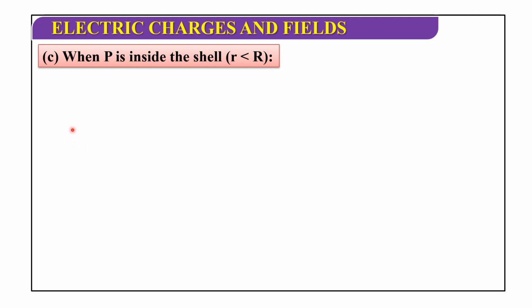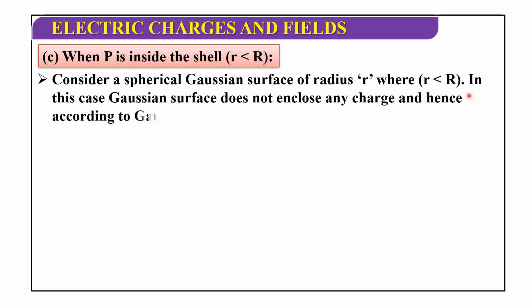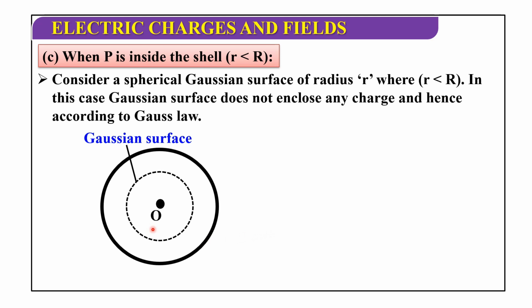Now, last one, when P is inside the shell, that is r is less than R. So, consider a spherical Gaussian surface of radius r where r is less than R. In this case, the Gaussian surface does not enclose any charge and hence according to Gauss law, here this is the Gaussian surface and here we are taking the point P inside the shell. See here r is less than R.